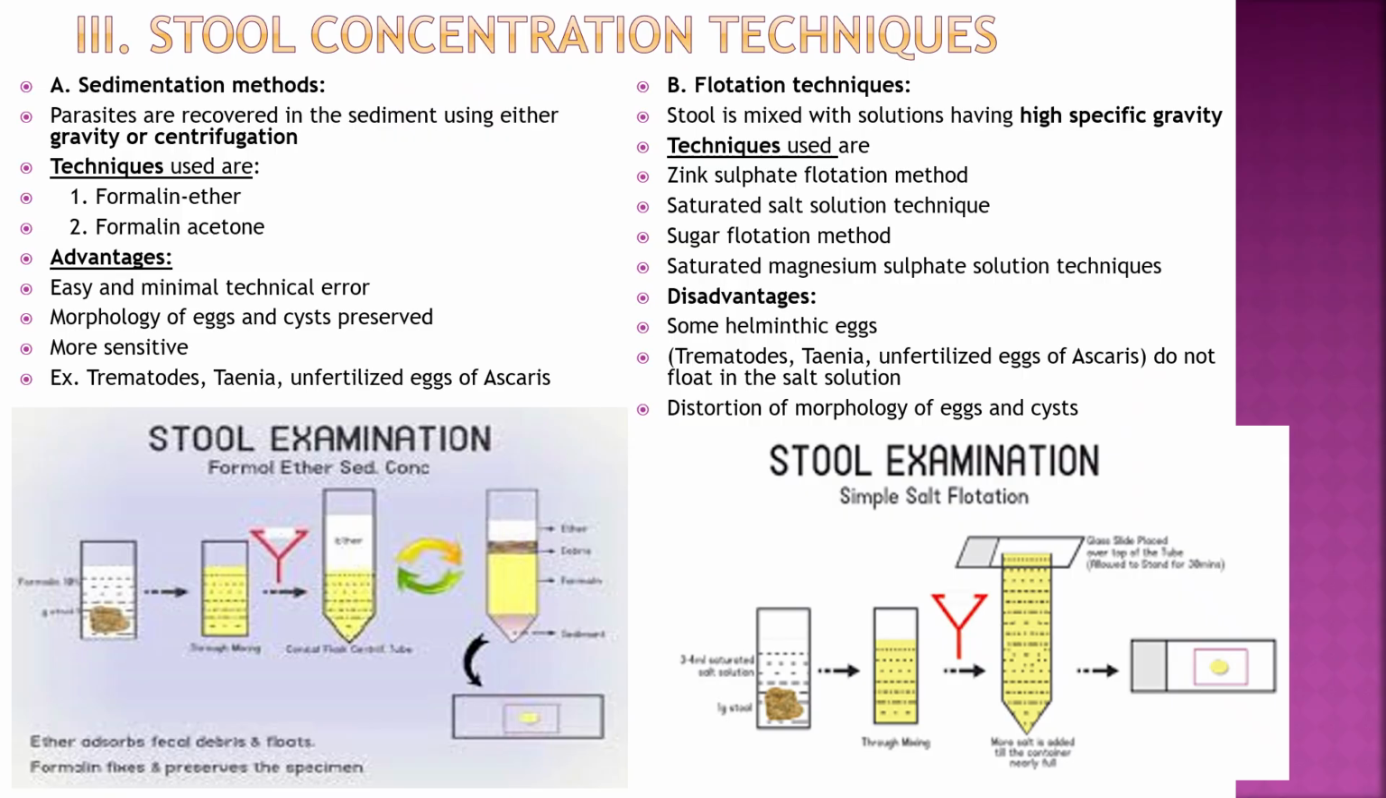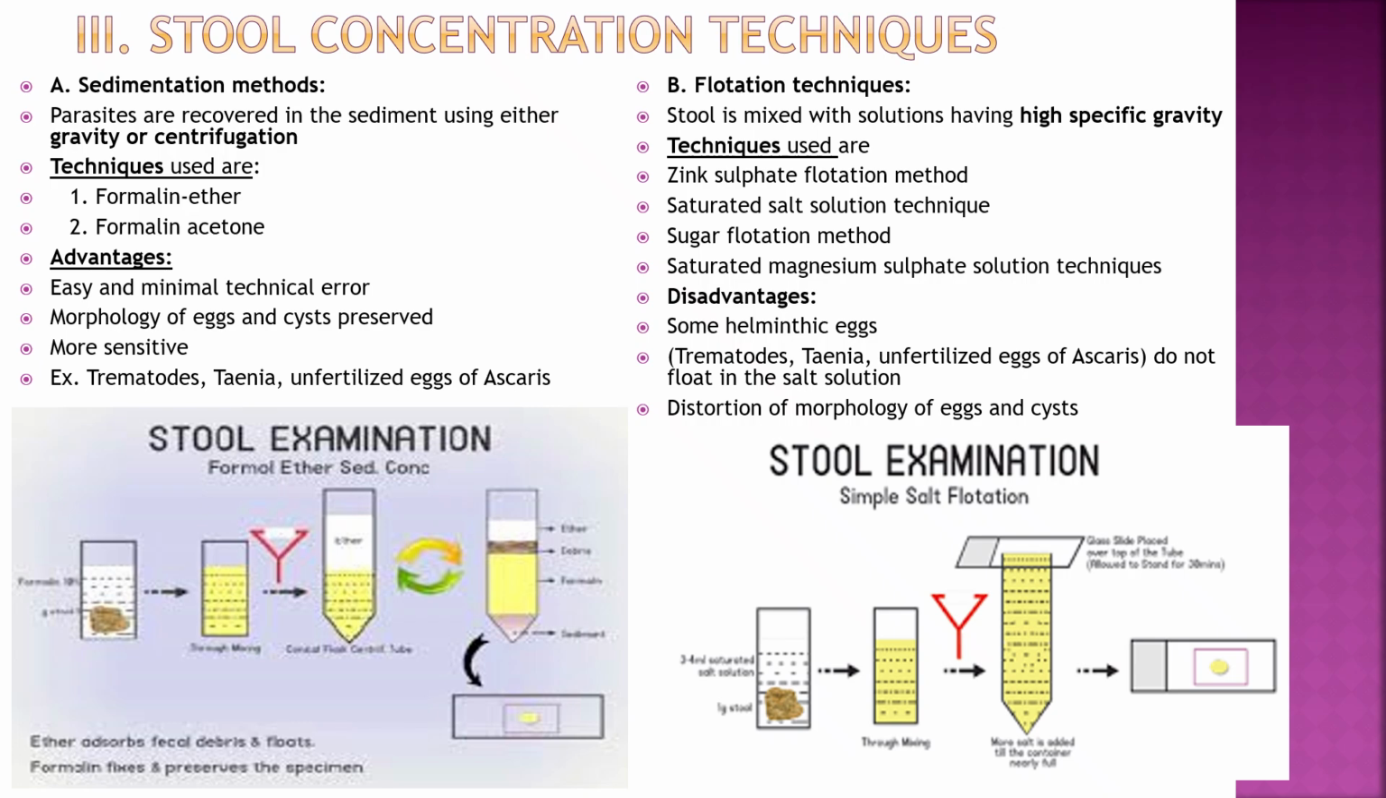When eggs or larvae or parasites are very few in number, then concentration techniques are used. So first is the sedimentation method and second is the flotation method. In the sedimentation method, the parasites are recovered in the sediment using either gravity or centrifugation. The techniques used are formalin ether or formalin acetone. The stool sample and these reagents are taken in a centrifuge tube, then centrifuged, and then the deposit is taken. In that we can find the morphology of the parasites.